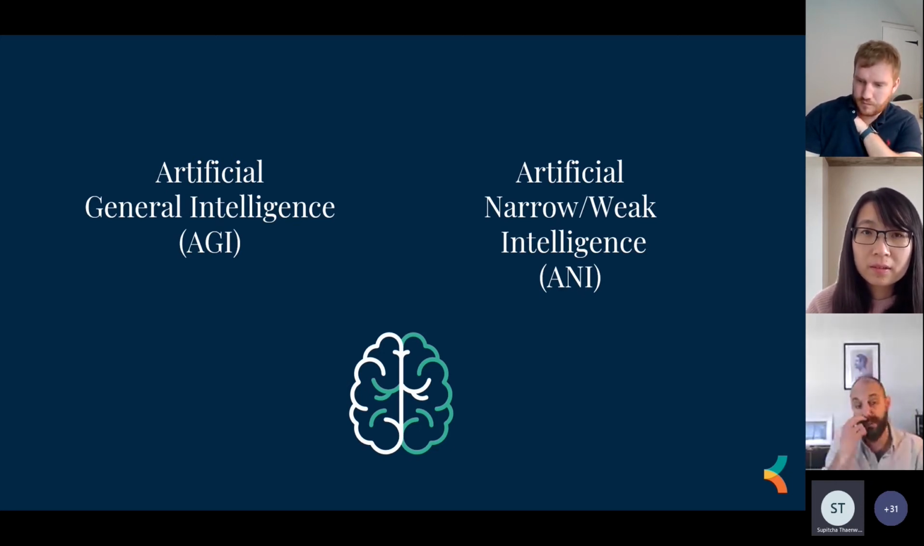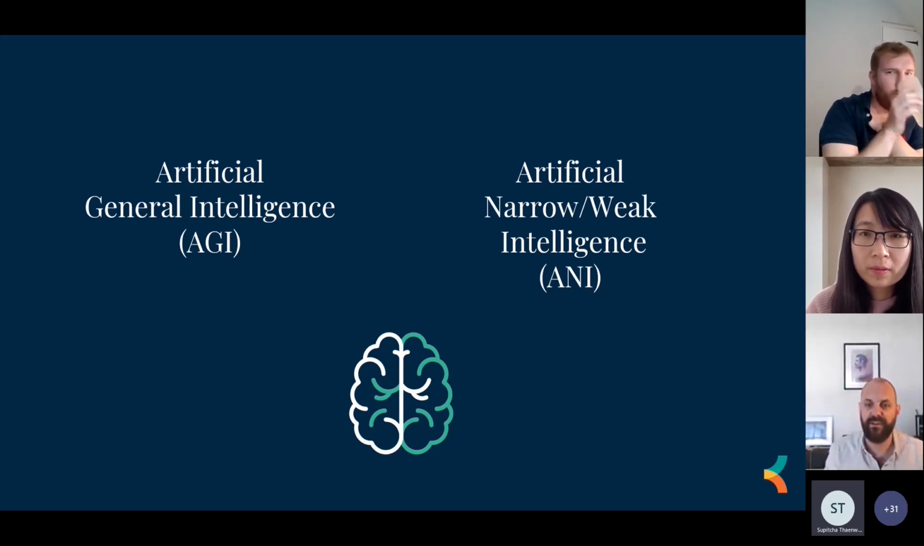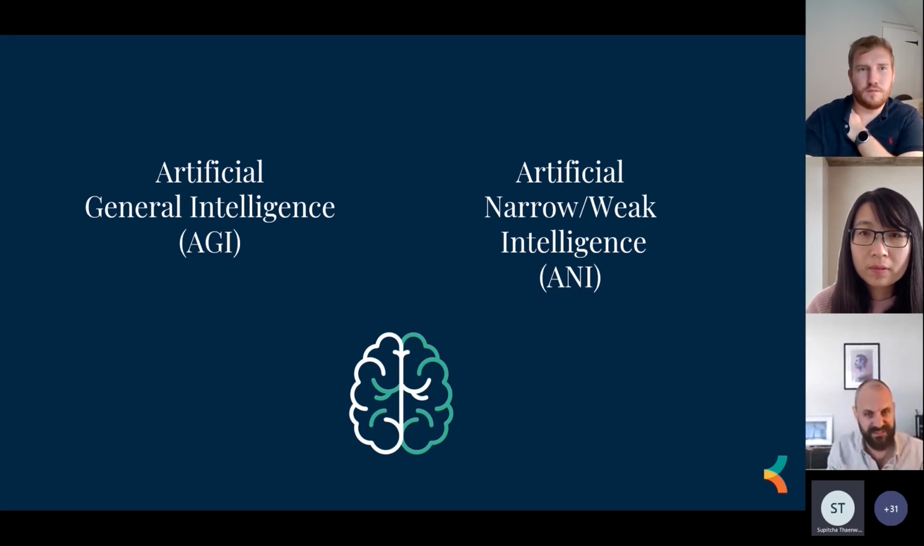A large proportion of scientists don't believe that artificial general intelligence is even possible, certainly not before we can fully understand and map the human brain. So that leaves artificial narrow or weak intelligence. Weak intelligence is an AI that is focused on one or a set of narrow tasks, which makes it sound pretty dumb compared to artificial general intelligence.